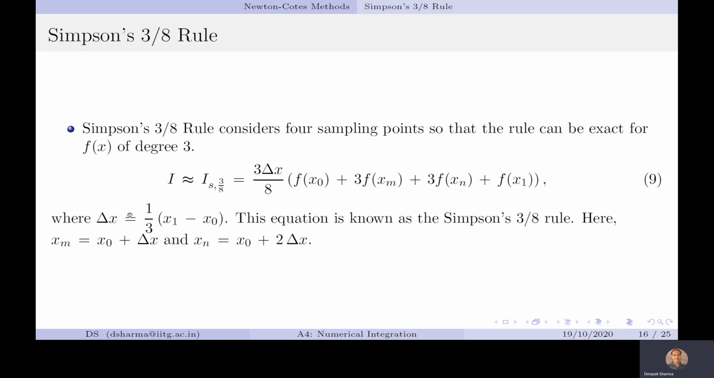Now here delta x is 1 by 3. Please note that delta x has changed now: 1 divided by 3 times (x1 minus x0). And this equation is called the 3/8 rule. Here the xm value is x0 plus delta x and the xn value is x0 plus 2 times delta x.